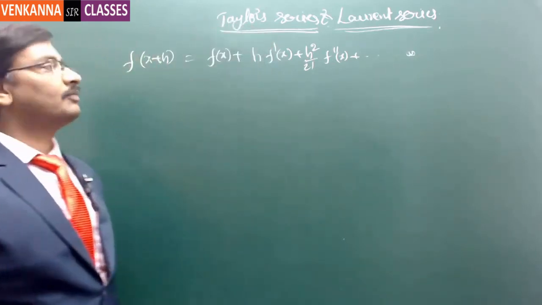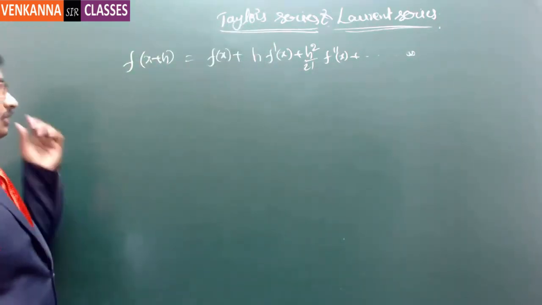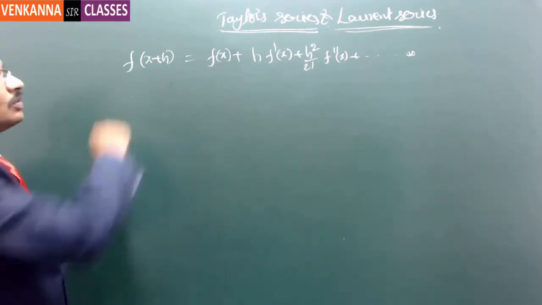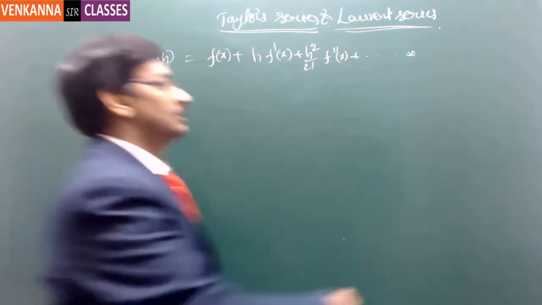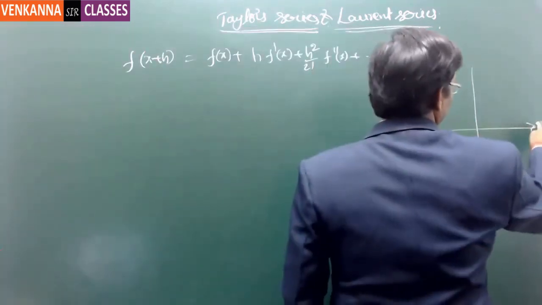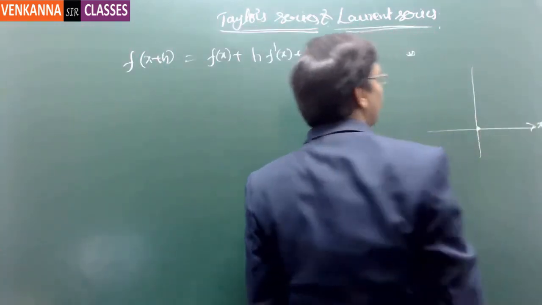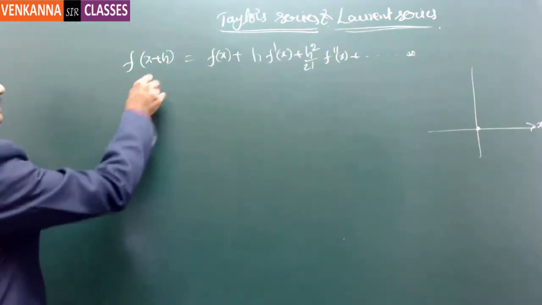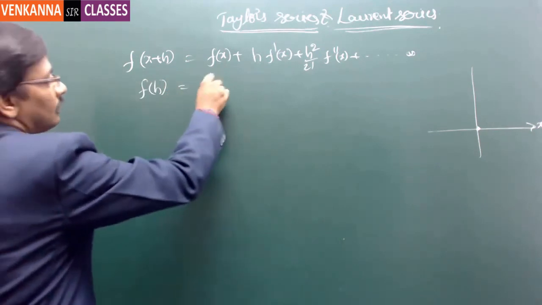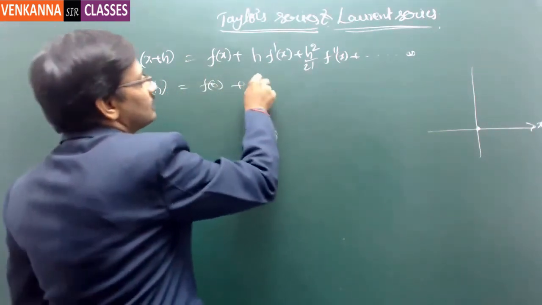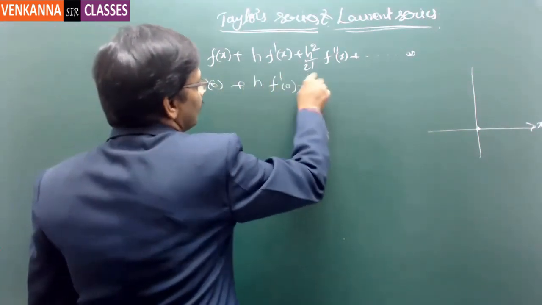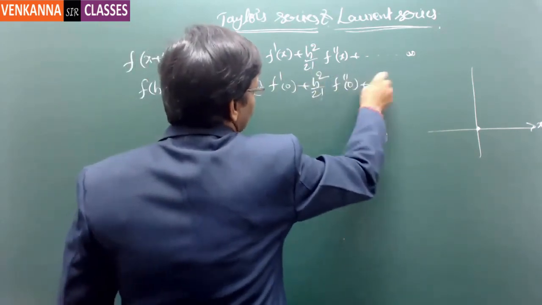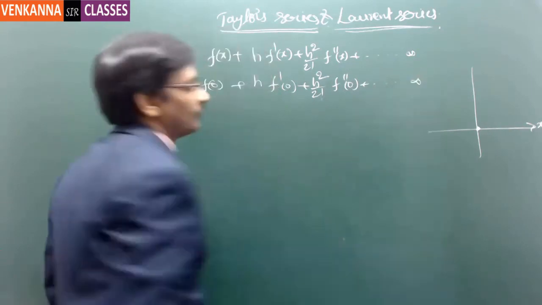Now in the same way, suppose x is 0, and the expansion is done around the origin. This is the x-axis. If you try to find the function value around 0, then f of h is equal to f of 0 plus h into f dash of 0 plus h square by 2 factorial into f double dash of 0 plus and so on, up to infinity.